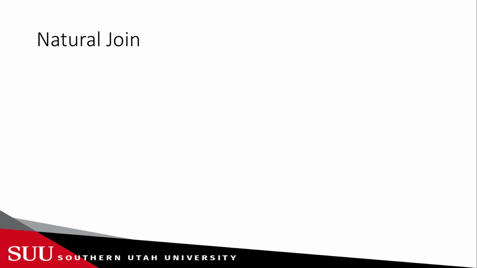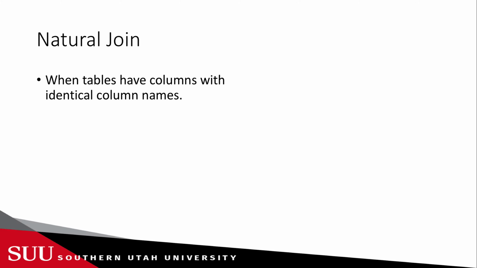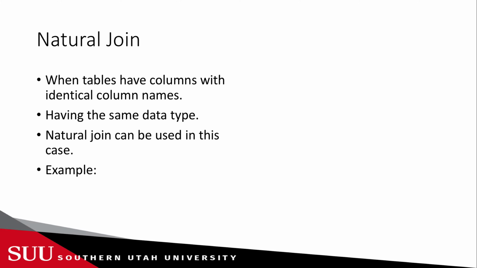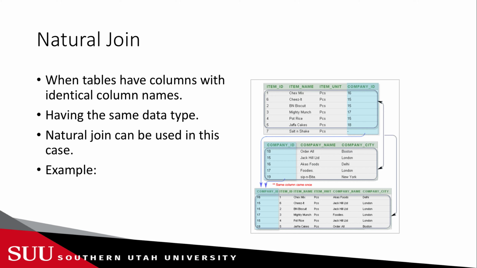We can use natural join when we have tables having the same columns, or basically the same column names, and they have to have the same data type. If we have those conditions, we can use natural join in this case. An example are those three tables. For example, I have company ID in the three tables, and I have the same data type, which is an integer. So I can just use the natural join keyword.